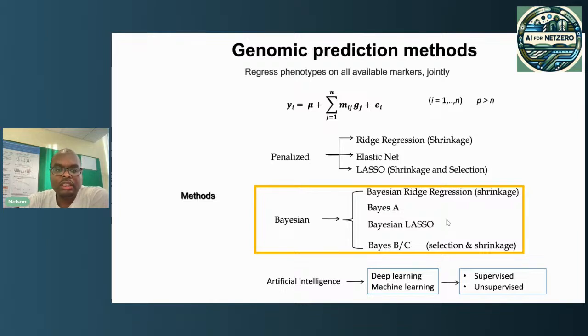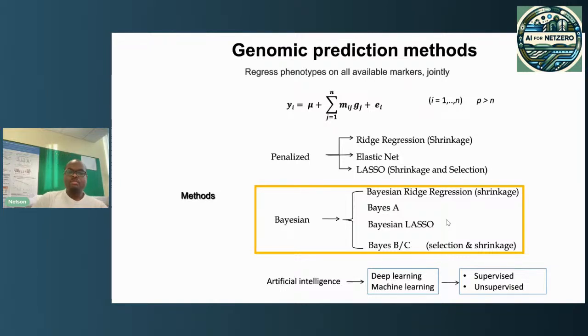So a general genomic selection equation looks like this. Y is the phenotype that you are trying to measure. Then you have the mean. Then we have the marker effects, and then we have the marker covariates in the middle. Then towards the end we have the error effect. So this is a basic genomic prediction model. Based on this is where we have different methods.